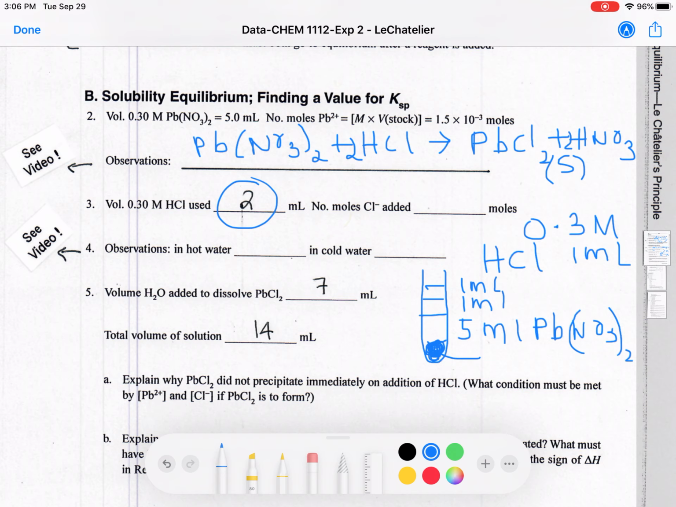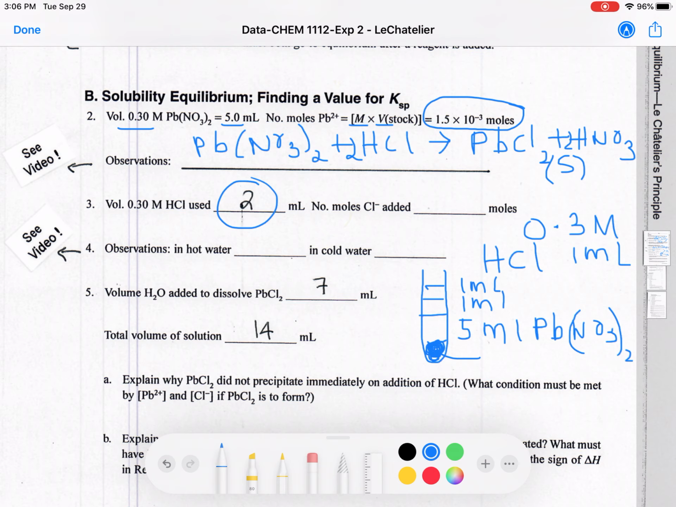Okay, and then you can find out the number of moles of chloride added. We can do that calculation already. Now, we started with 5 milliliters of lead nitrate, and the molarity of lead is 0.3 molar. So the volume is 5, and the number of moles is going to be molarity times the volume. Molarity is 0.3, volume 5 times 10 to the negative 3. So the number of moles of lead ions added is 1.5 times 10 to the negative 3.